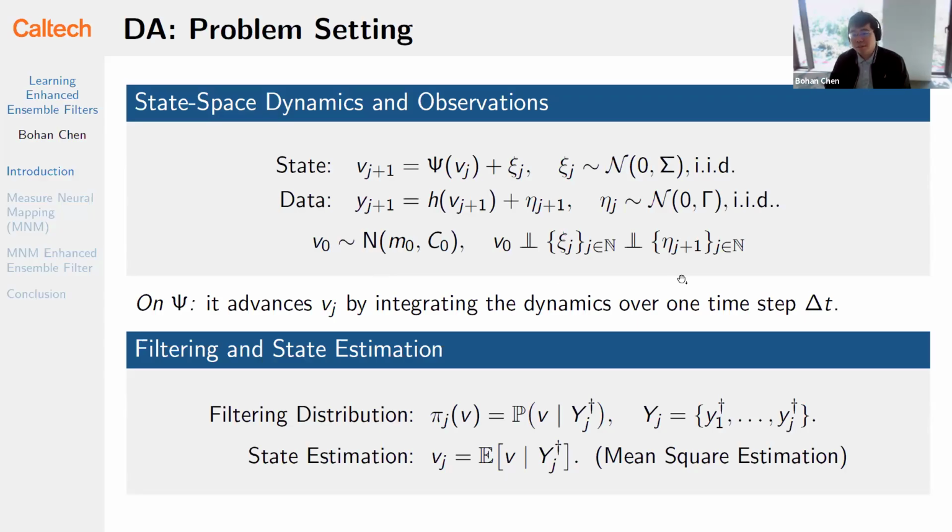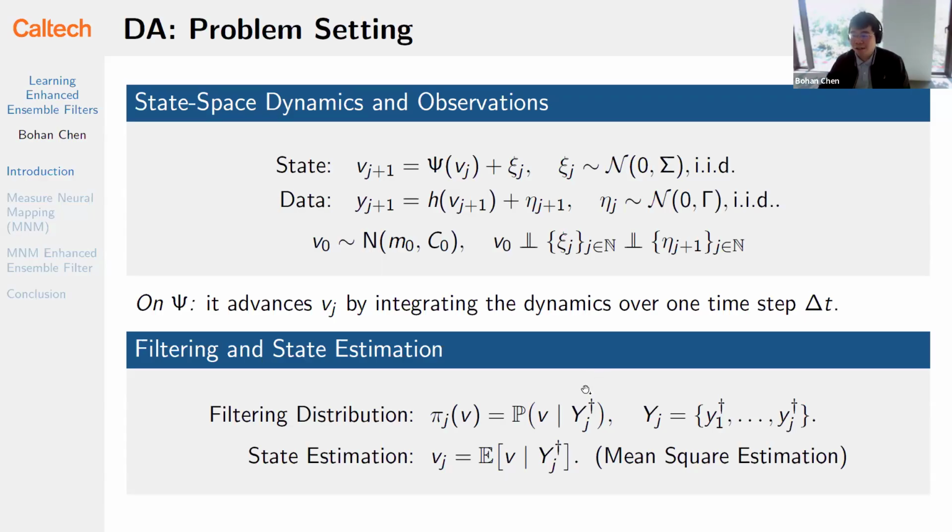So in practice, this psi is just integrating the continuous dynamics over one time step delta t. And what is the problem we want to solve? The problem we want to solve in data assimilation here is the filtering problem. There are other types of problems like smoothing, but here we focus on filtering, and more specifically, on state estimation. The definition of the filtering problem is that we want to estimate the filtering distribution.